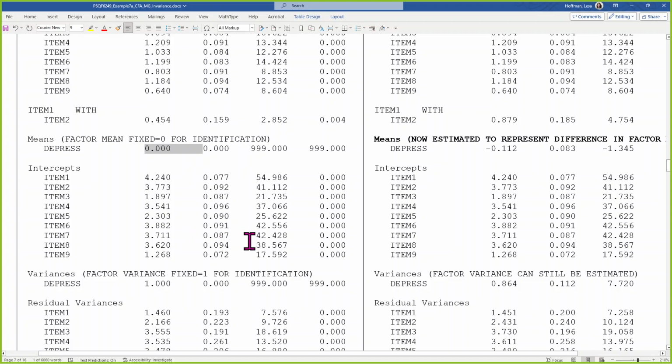Question? Yeah, so does that mean that for item 7, there's something besides the factor that is causing women to still answer that even though their trait is 0? Yes, so that's exactly right.